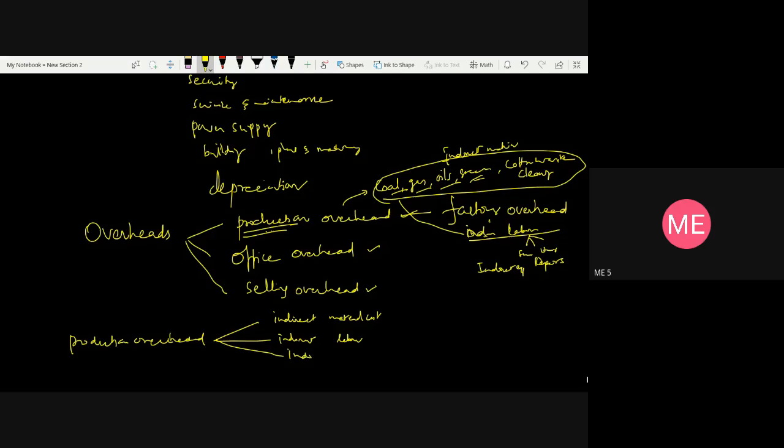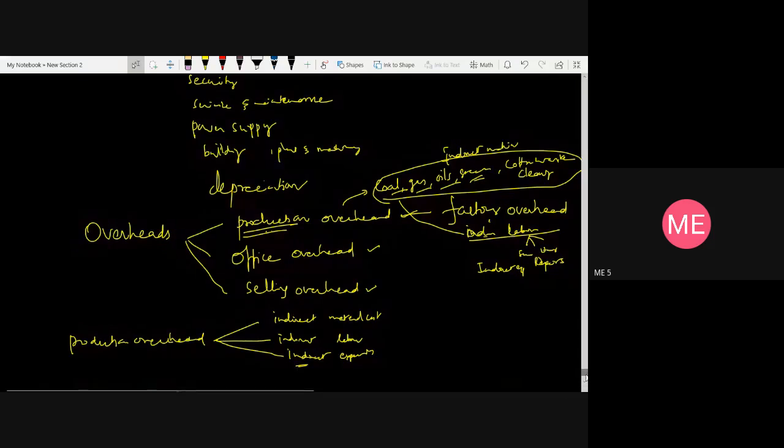And also indirect expenses, which we discussed: repairing, transportation, power supply, depreciation, all this will come under the indirect expenses of the production overhead. So depreciation on the machines or plant equipment will also come into the picture here in the production overhead.